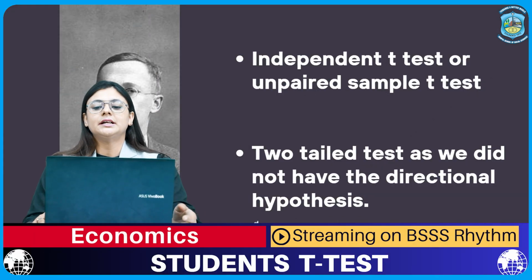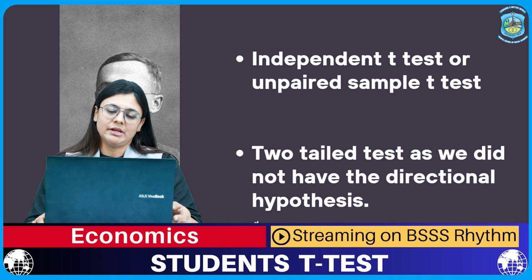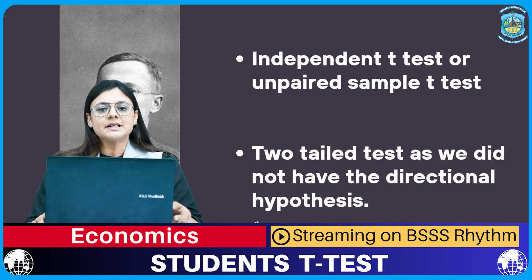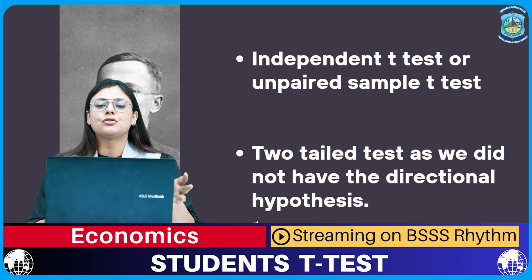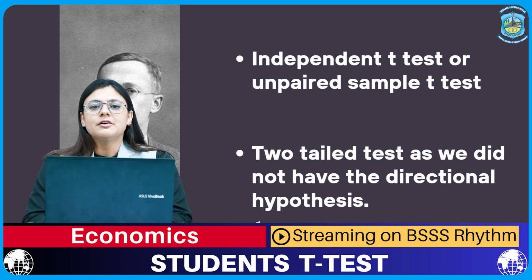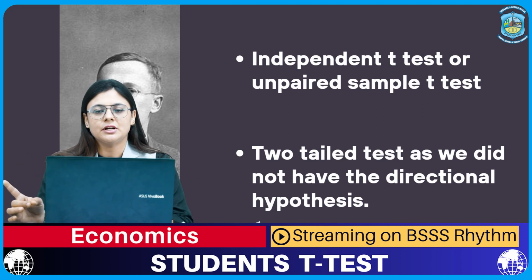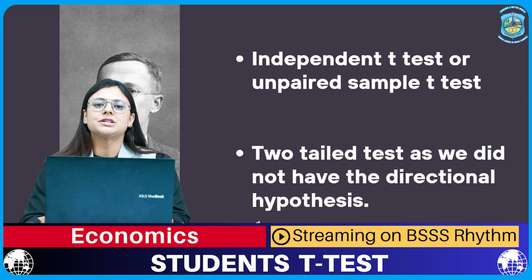Here we have conducted an independent t-test or an unpaired sample t-test. Now, what does this mean? Independent sample t-test or unpaired sample t-test is a test where we are going to draw the samples from two different populations. The population here was the first Barley field and the second Barley field, and the sample that we had drawn was sample A from the first field and sample B from the second field. So, that means there is no connection between the data collected.